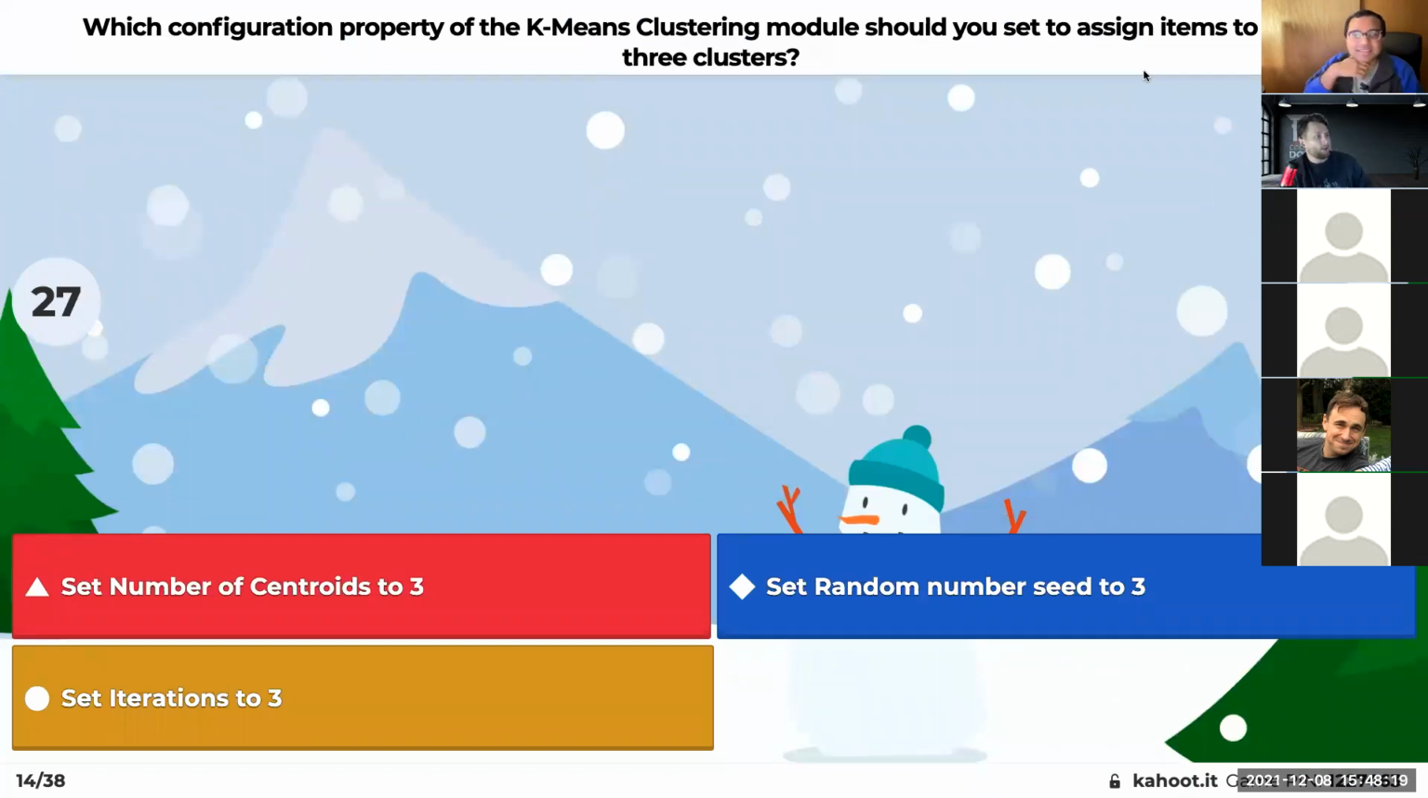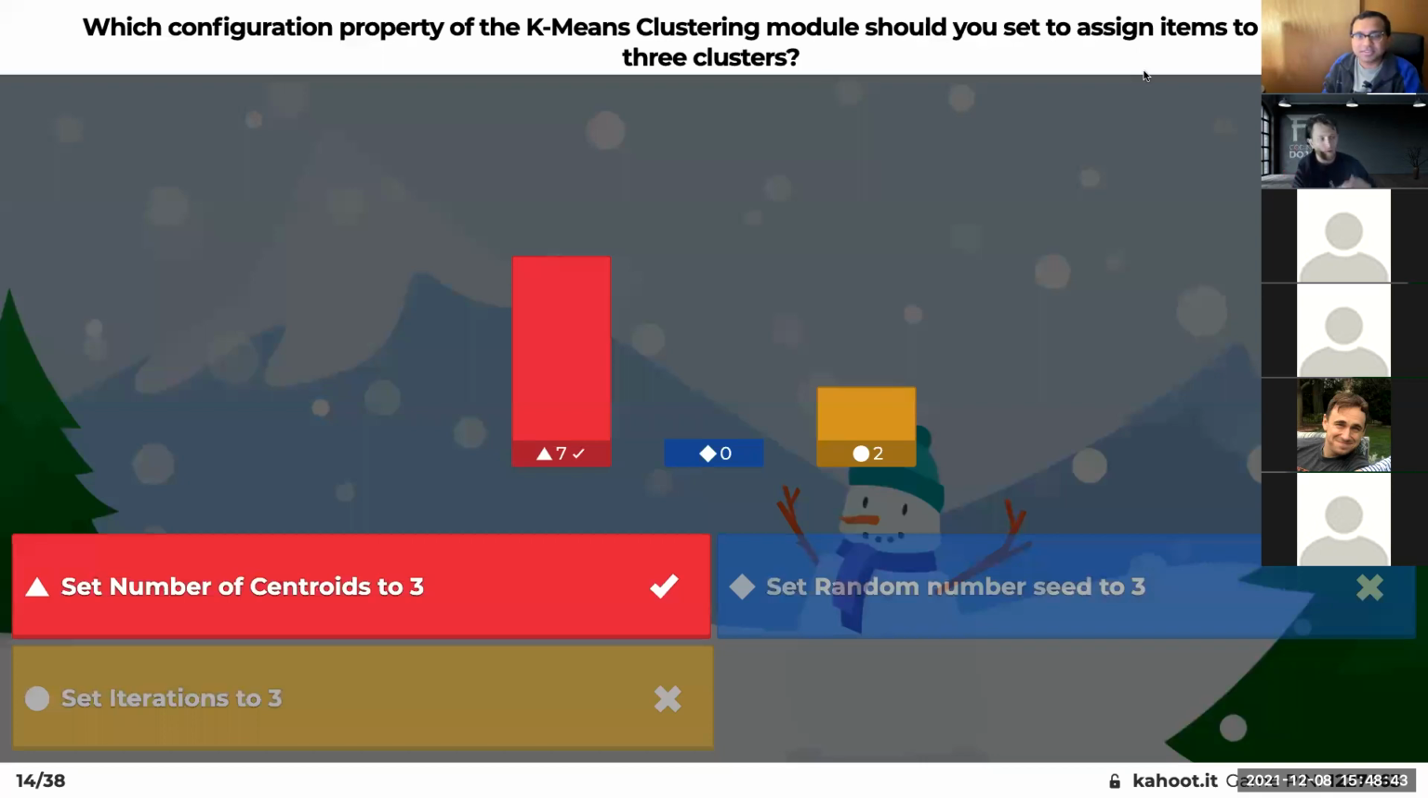Okay. Which configuration property of k-means module should you set to assign items to one of three clusters? So if I wanted 3 groups, what are my 3 things I'm going to do? I set the number of centroids to 3, set random number seed to 3, or set iterations to 3. Remember, what are the 3 dots that we threw into our data set? Yeah. So centroids, right? The number of centroids is however many groups I've identified I want to put my users or my data set into.